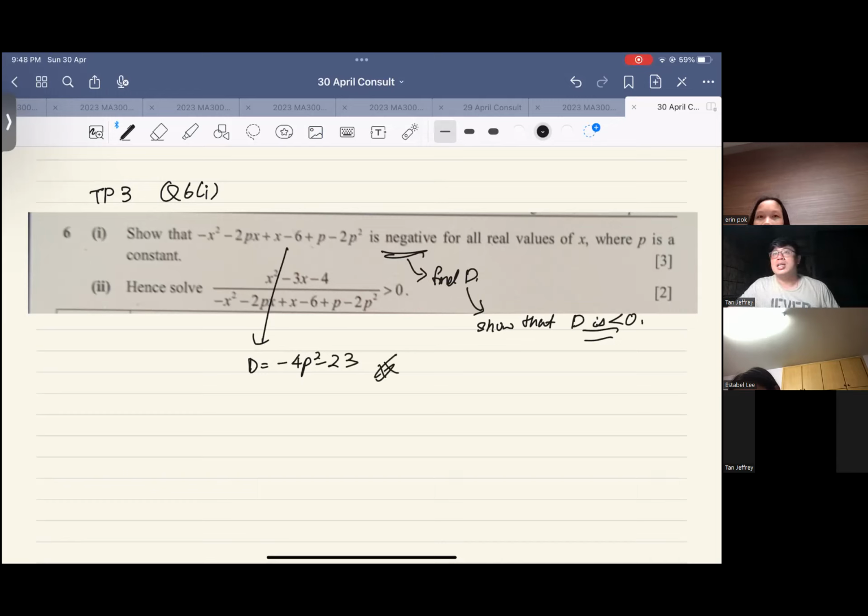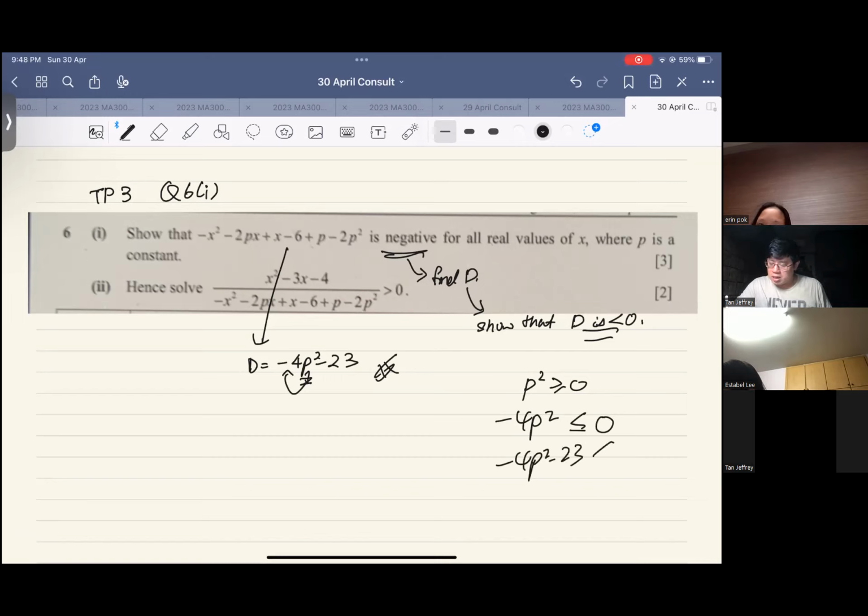That's always negative? But I don't understand why. Your square is multiplied by a negative number. So p squared is always more than or equal to 0, am I right? Anything you square cannot be negative. So if you have negative 4p squared, that is very negative. So negative 4p squared minus 23 is less than negative 23, so this is less than 0 for sure.